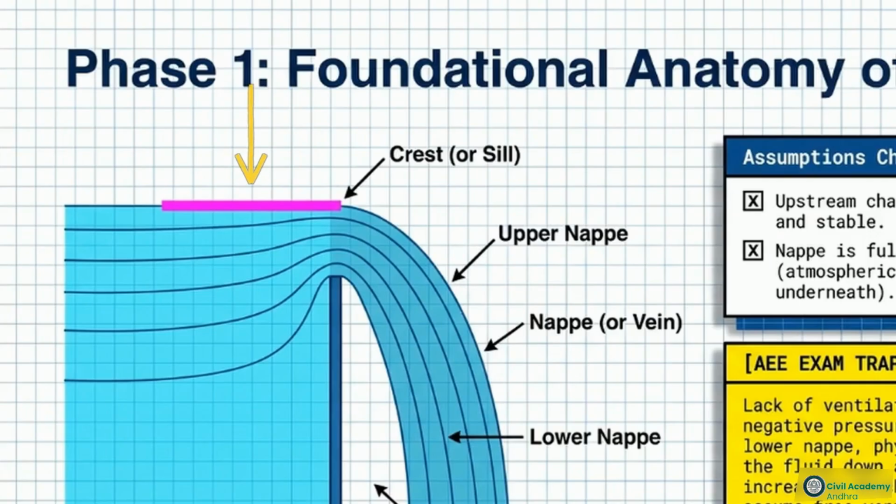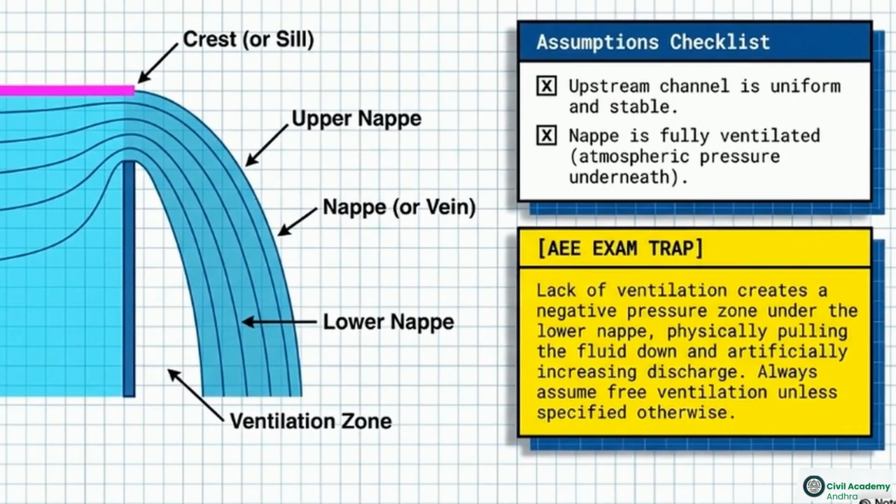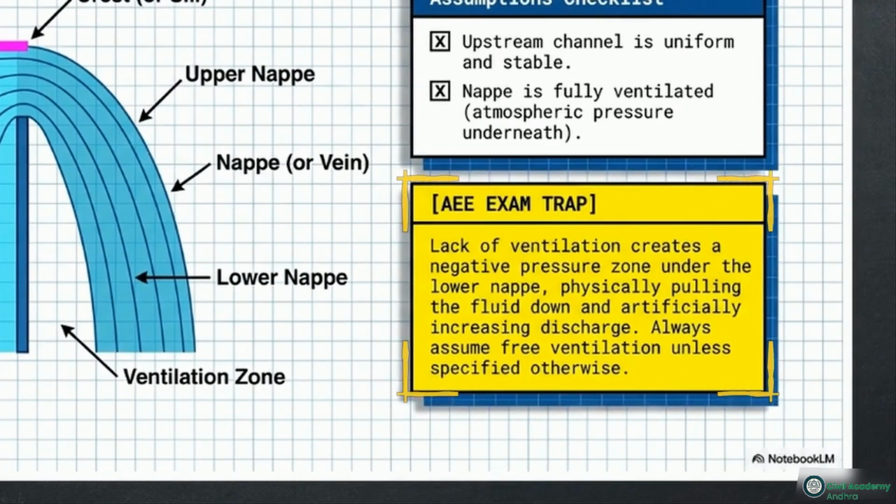This diagram displays a weir in action. The top edge is the crest. Water passing over forms an upper and lower nappe. Notice the ventilation zone underneath. If not aerated, a vacuum pulls the water down, artificially increasing discharge.